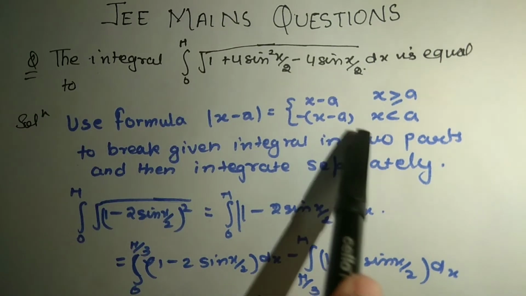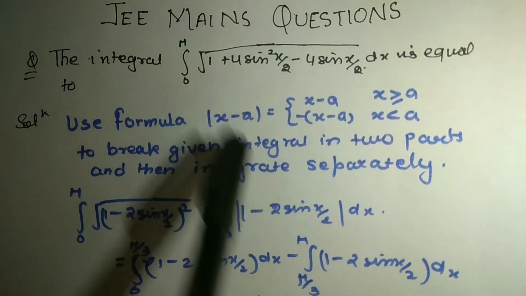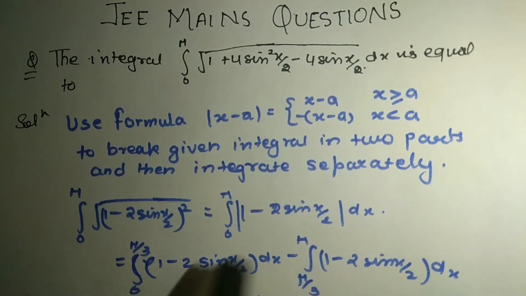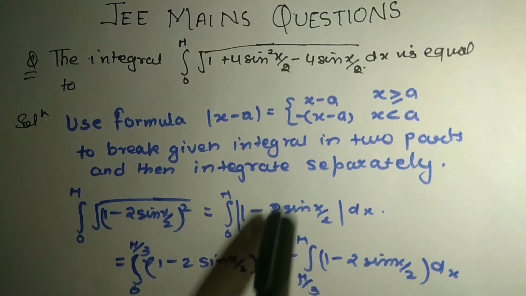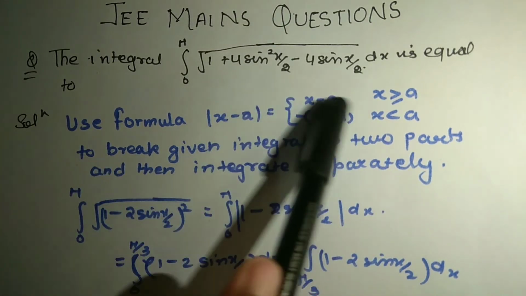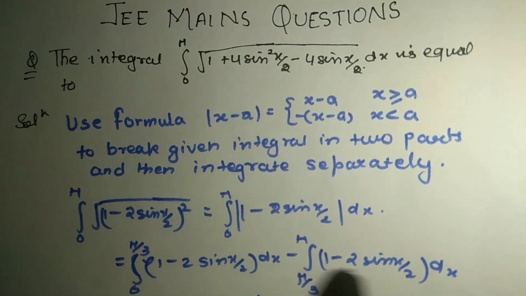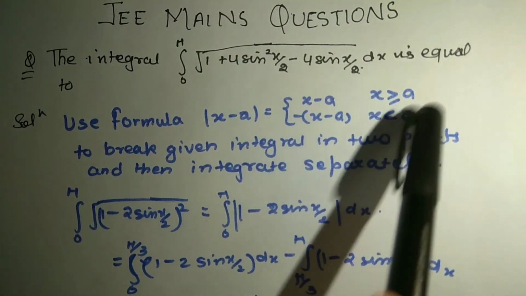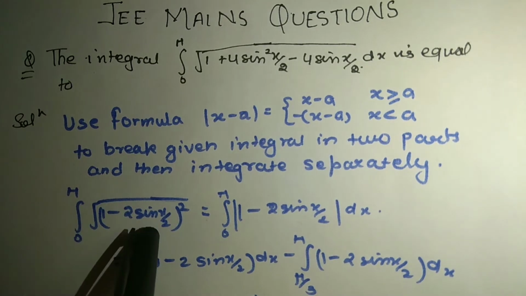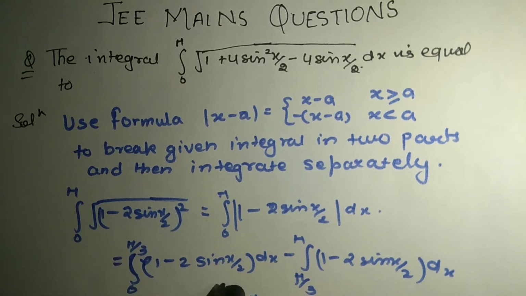to break this integral. So we will break this into two parts. The mod will be broken into two parts, that is x minus a and minus of x minus a. For x greater than a, from 0 to pi by 3 it will be 1 minus 2 sine x by 2 dx, minus from pi by 3 to pi of 1 minus 2 sine x by 2 dx.